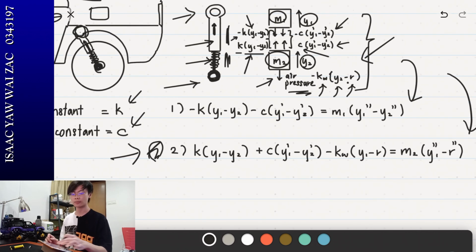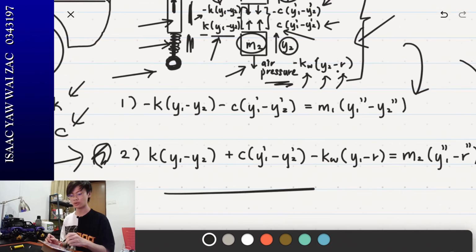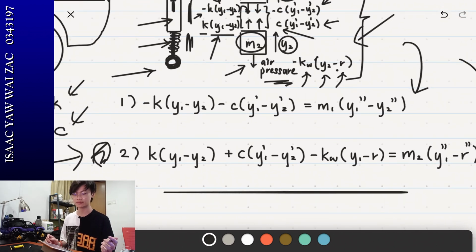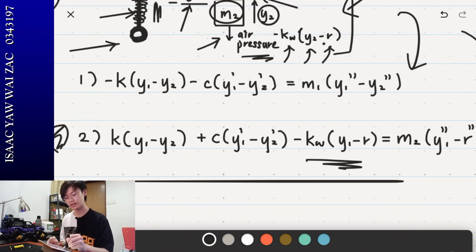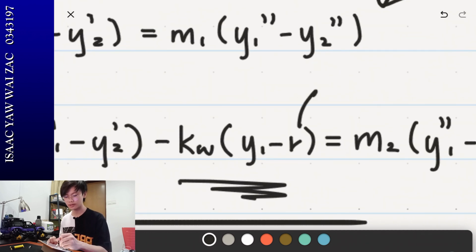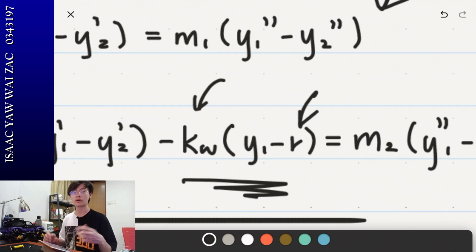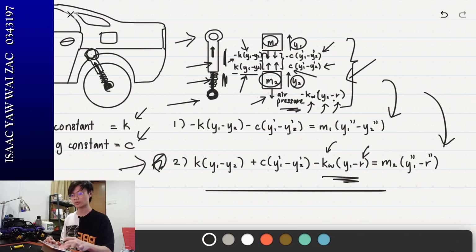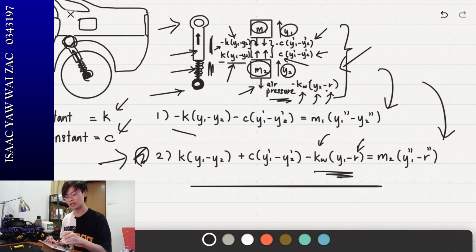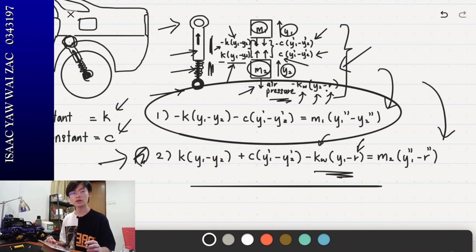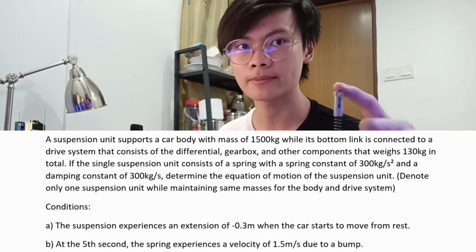But then we can't use the bottom of the spring here for our modeling question for the suspension, because the air pressure on the wheel is taken into consideration. As shown here, we have this extra value with the distance of r. I take it as the radius, and the constant, which is the constant of the wheel, or the air pressure in the wheel. So we have two of these equations, but mainly we'll use this to solve the modeling question for suspension. So let's move on to the modeling question for our suspension system.